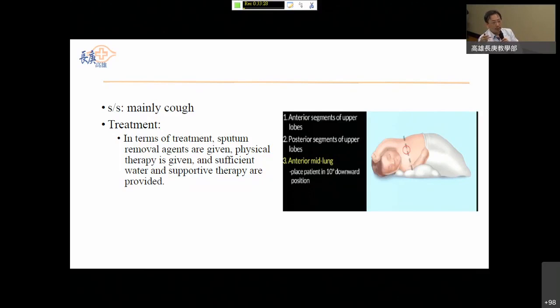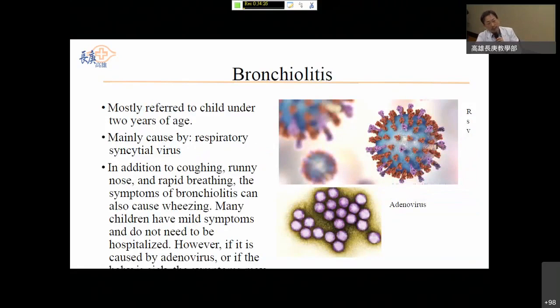So what we need to do is a chest percussion for the child, especially at the anterior mid-lung position. This is a very important position. We have to place the baby 10 degrees downward, so the hip is a little bit high and the head area is a little bit downward, and give a chest percussion. When we give a chest percussion, we can help the sputum to come out from the bronchus directly to the mouth area of the child. And he might vomit or spit it out.